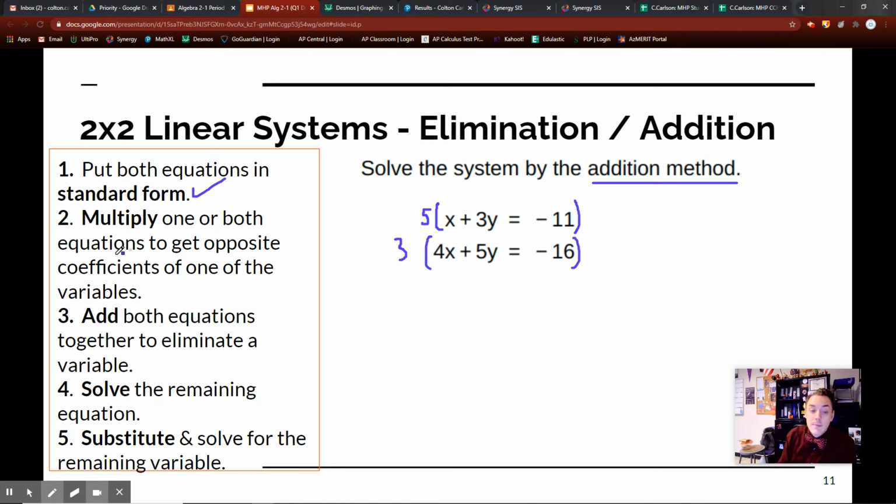Now, in order to make it work, I would need to choose either one to be a negative. It doesn't matter which one I make a negative. But if I did this, would I get big numbers? That seems like a lot of work. I would have to multiply both of these equations. And 5 times negative 11, that seems pretty big. 3 times 16, that's like 48.